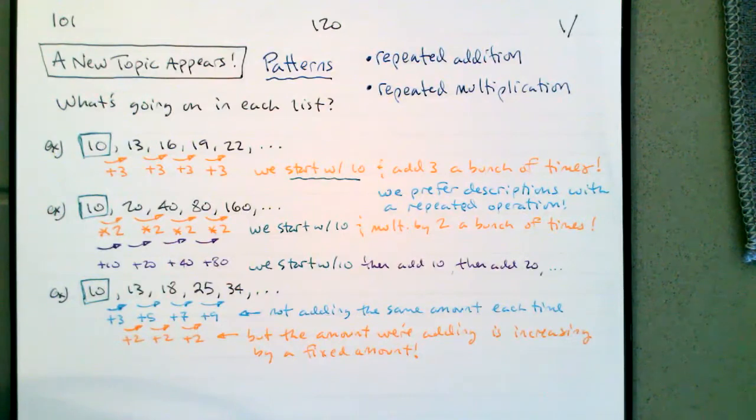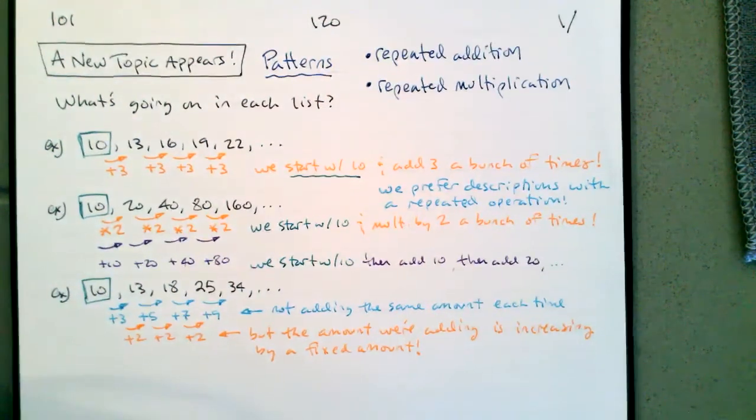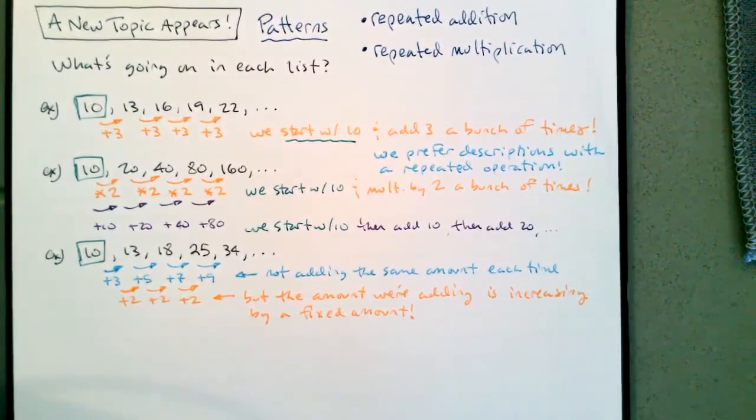where the repeated addition shows up one level down below our original addition. So we want to focus on ones where we could say add 3 a bunch of times or multiply by 2 a bunch of times, even if our addition and multiplication is subtraction and division.